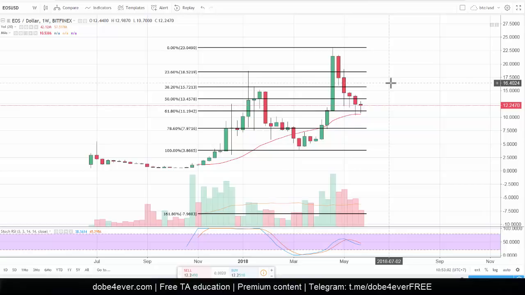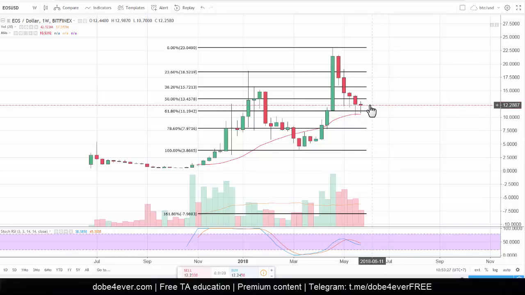We will see how hard it bounces. I'm not going to be giving targets on the upside until I can see how hard this bounces, if it bounces. However, even if this one doesn't hold and it falls below, the next obvious support is going to be the 78.6, which would be around $8.